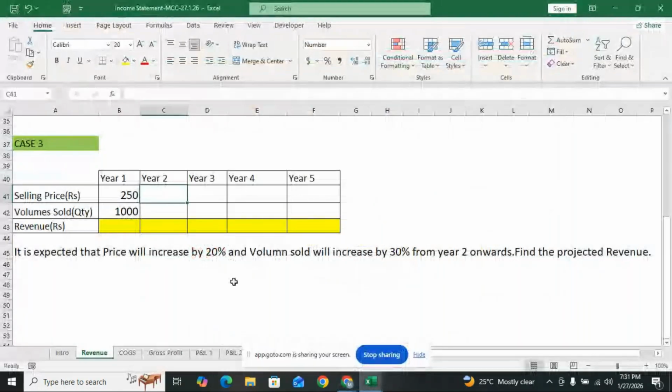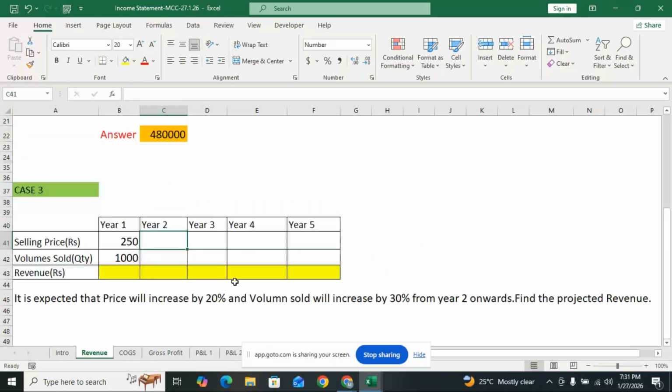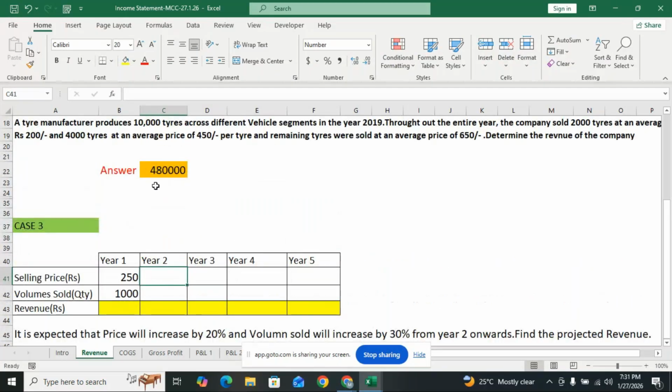Now case 3, how can you compute the increase in the selling price and the volume? Ma'am, can you go again with the case 2? Because I got 48 lakh as an answer. It's right only, 48 lakh only. Okay, it's the right answer.